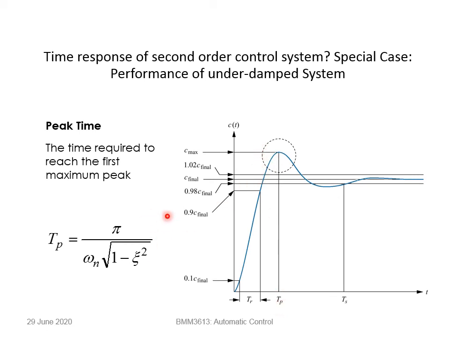For peak time, there is an equation that you can use. The equation is over here. Peak time can be calculated by pi divided by omega n multiplied by the square root of 1 minus zeta squared. Omega n multiplied by the square root of 1 minus zeta squared is the second term of your poles, right? So basically it's pi divided by the second term of your poles. That's how you find your peak time, the time it takes to reach the peak of the time response.